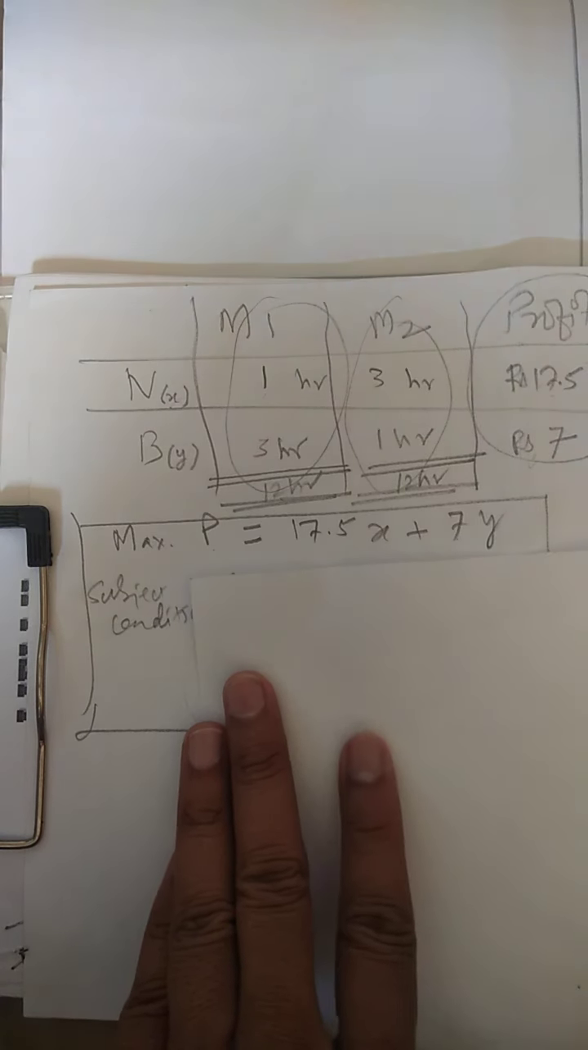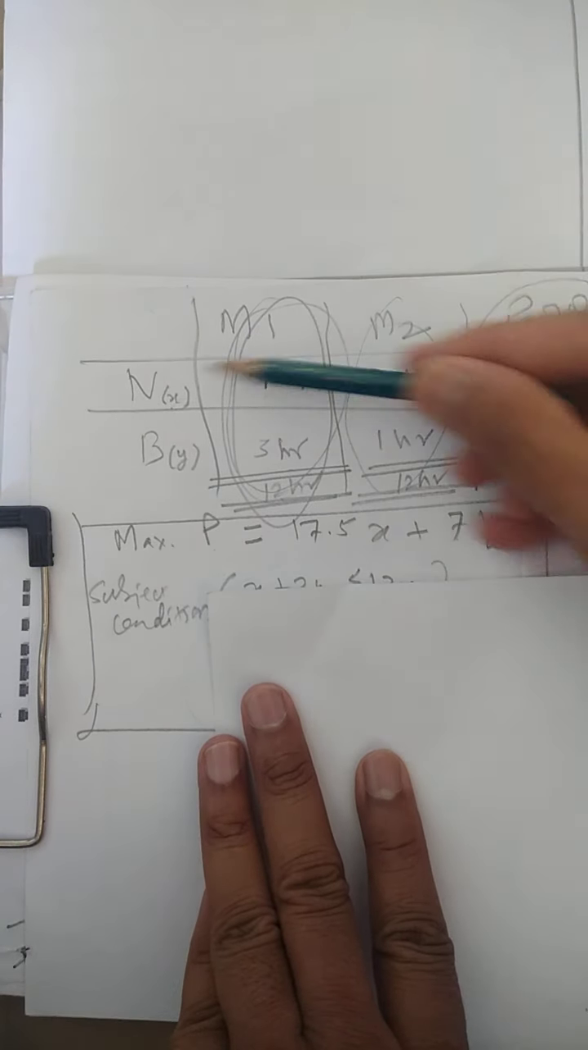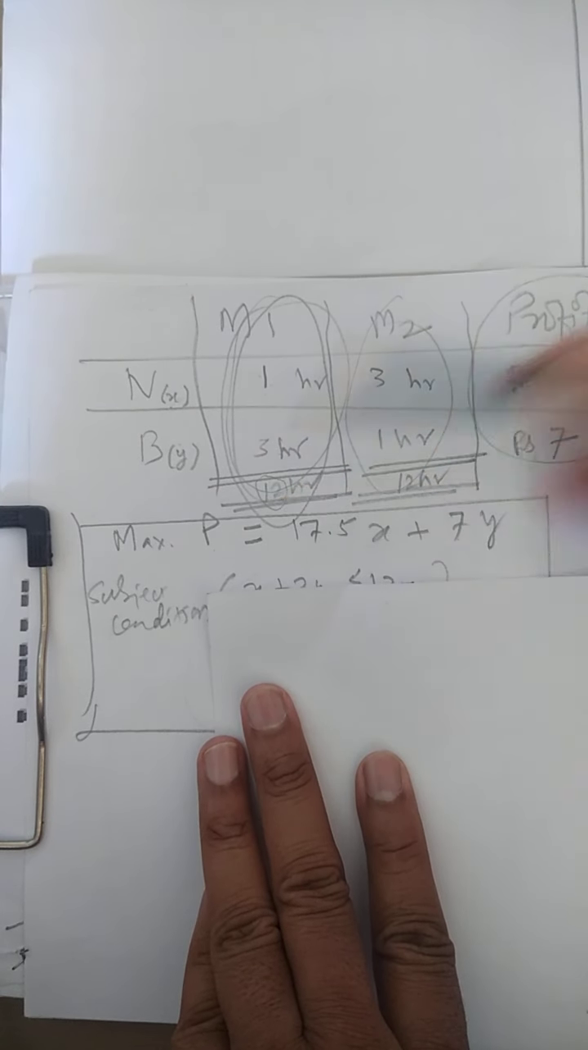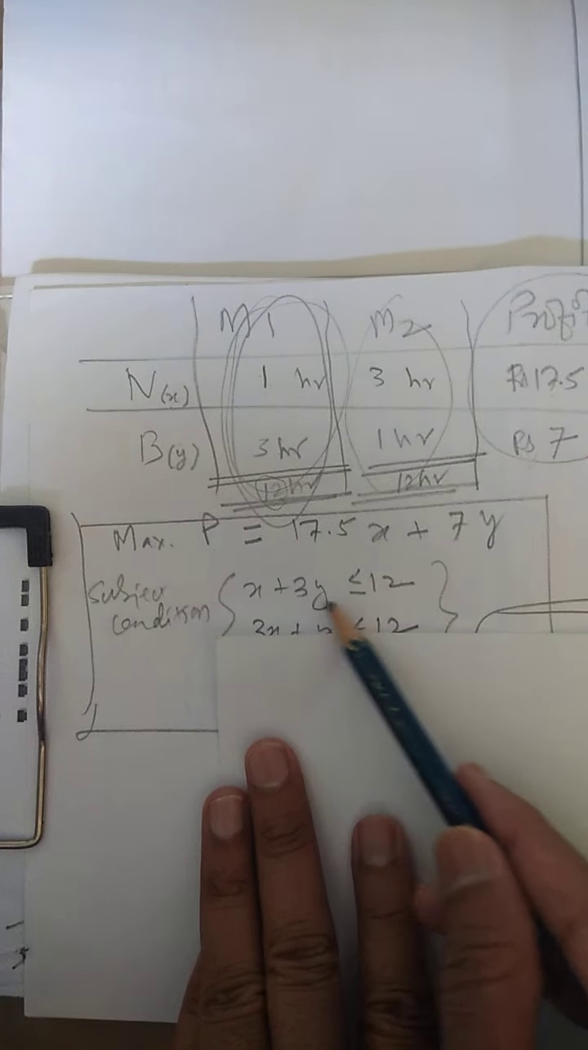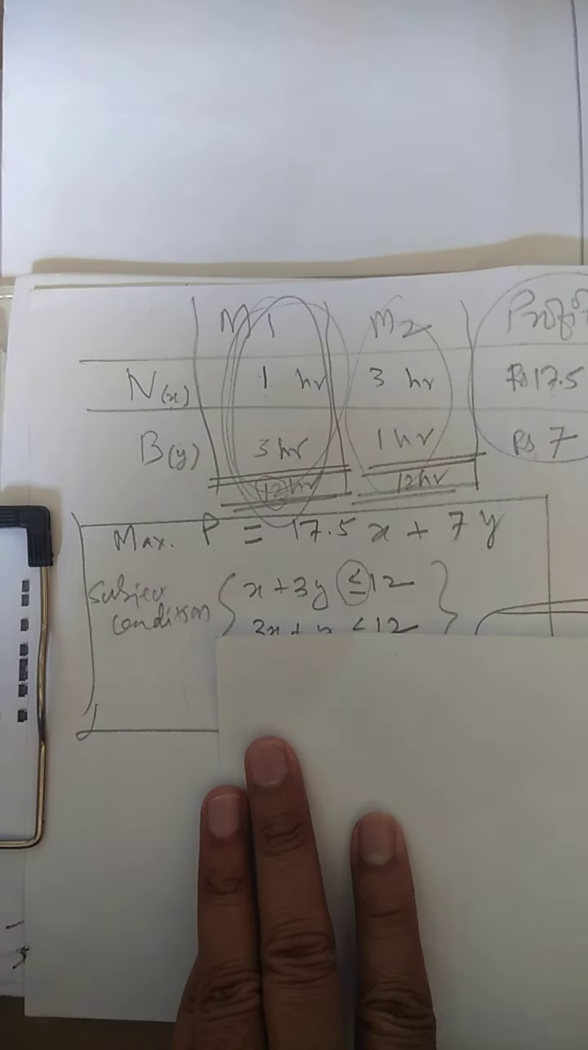Subject to the constraints. The first condition is over here. 1 hour X, so it is X plus 3Y is 12. X plus 3Y is less than or equal to 12. Why is it less than or equal to? Because the machine is operated at the most maximum 12 hours. It can be operated less than that. For example, for a math paper you have been given 3 hours. Some of you can solve that in 2.5 hours. But you cannot demand 3 hours and 10 minutes.